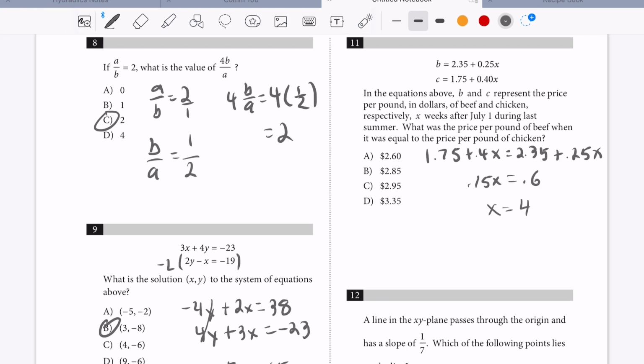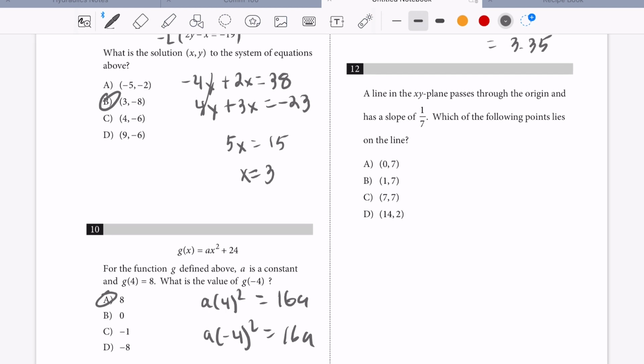And we want to know the price per pound of chicken or beef. So it doesn't matter which equation we plug it into. Let's just plug it in for 2.35 plus 0.25 times 4. So we're going to get that is equal to 2.35 plus 1. So 3.35. Answer is D.